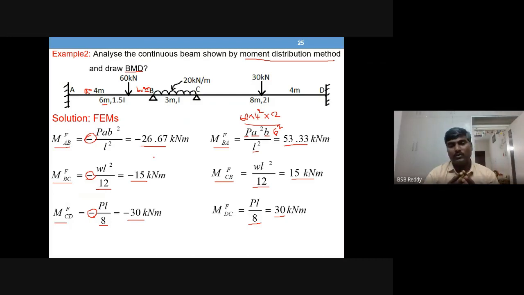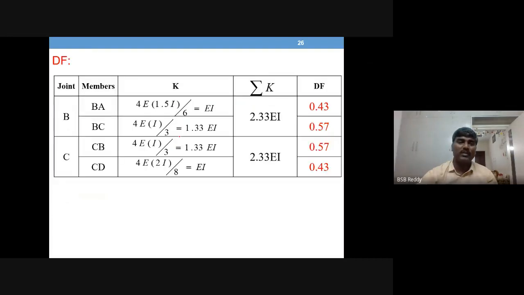That means when you assume that each span is a fixed beam, AB is a fixed beam, BC is a fixed beam, CD is a fixed beam. So what is the next step? You have to calculate distribution factors. What is the table that you have to make?